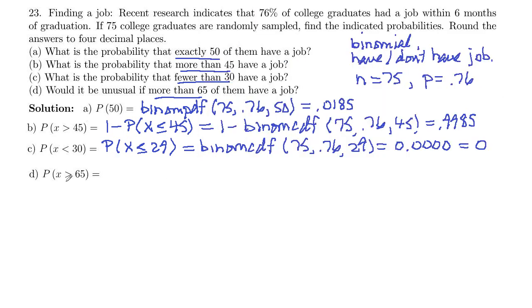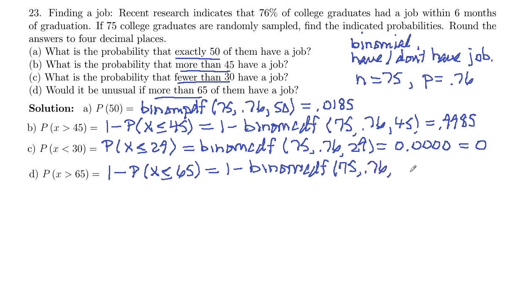And then last, we want to know the probability of greater than 65, and is it unusual? Again, we have to look at complements because we have to write it in terms of less than or equal. The opposite of greater than 65 is less than or equal to 65. So 1 minus the probability x is less than or equal to 65. That's going to be 1 minus binom CDF, n is 75, P is 0.76, and x is 65.